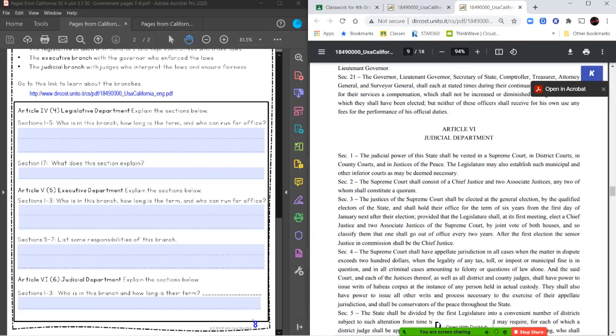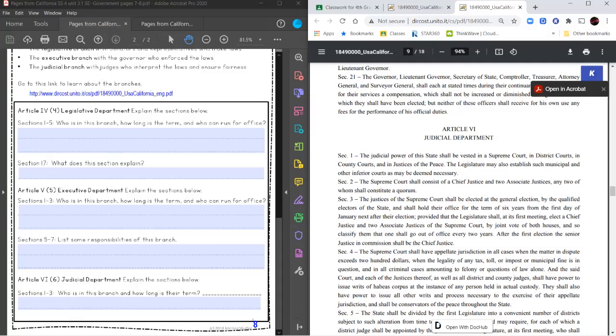The judicial power of this state shall be vested in the Supreme Court, in district courts, in county courts, and in justices of the peace. The legislature may also establish such municipal and other inferior courts as may be deemed necessary. So the judicial department is basically all the court systems in that state.